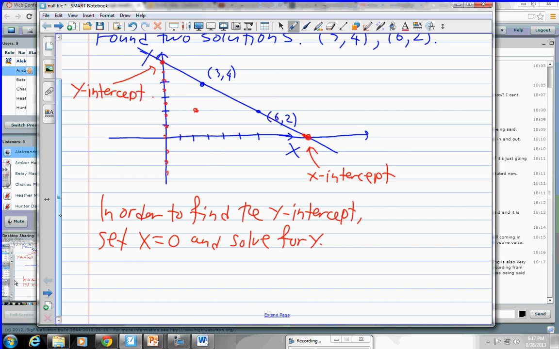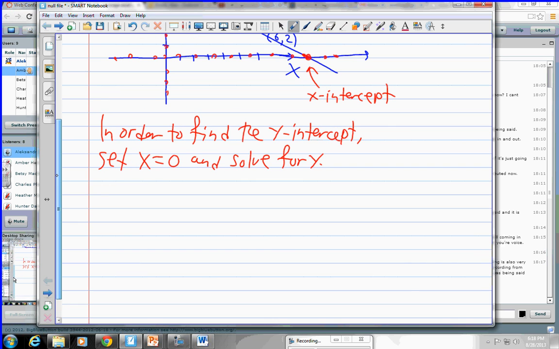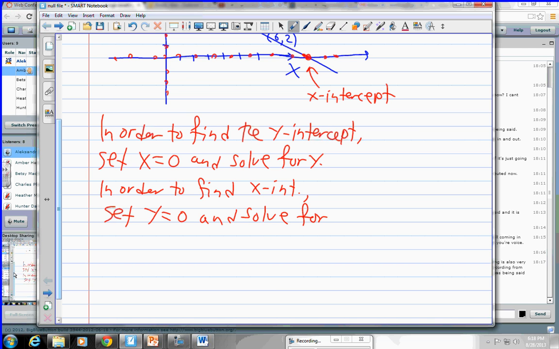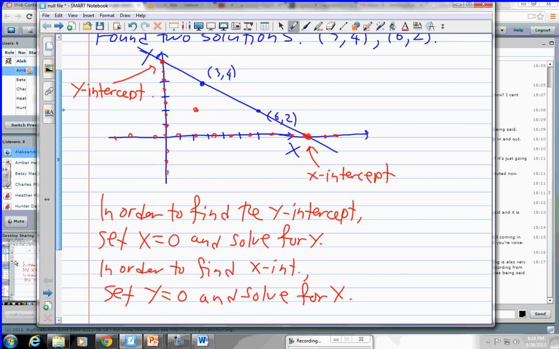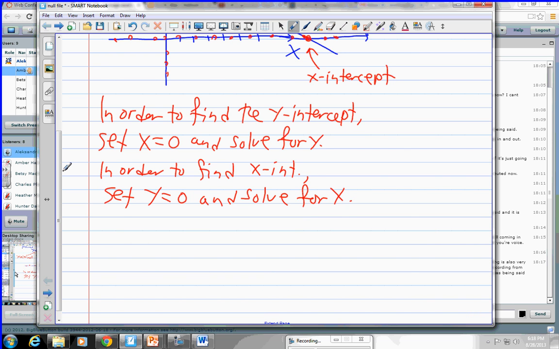Now at the same time, if I look at the x-intercept, all those points have another thing in common. They have what value for y? y is 0. So in order to find the x-intercept, we'll set y equal to 0 and solve for x. Is that okay? Just a quick review of that.